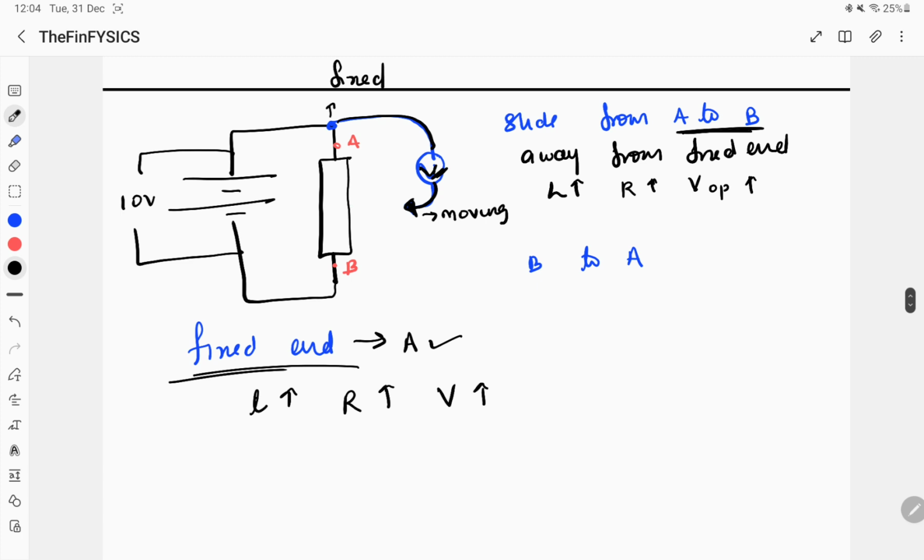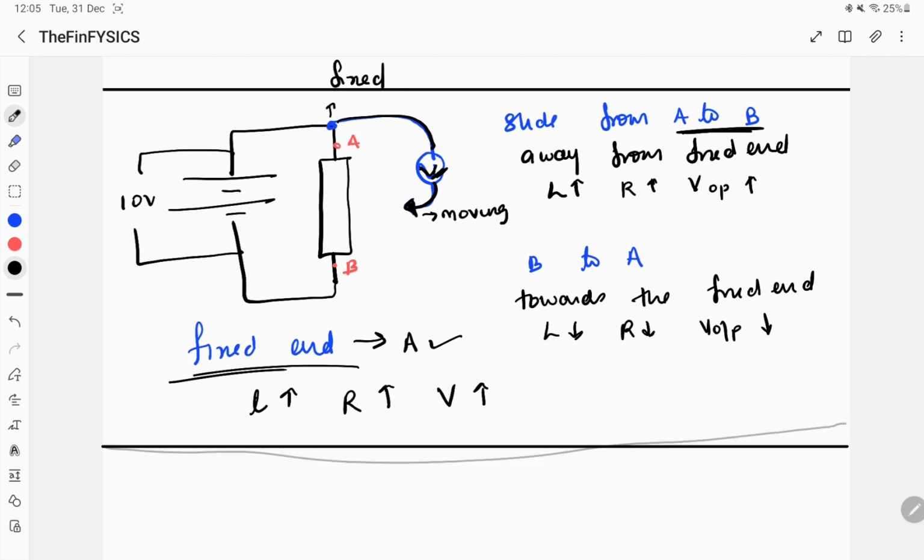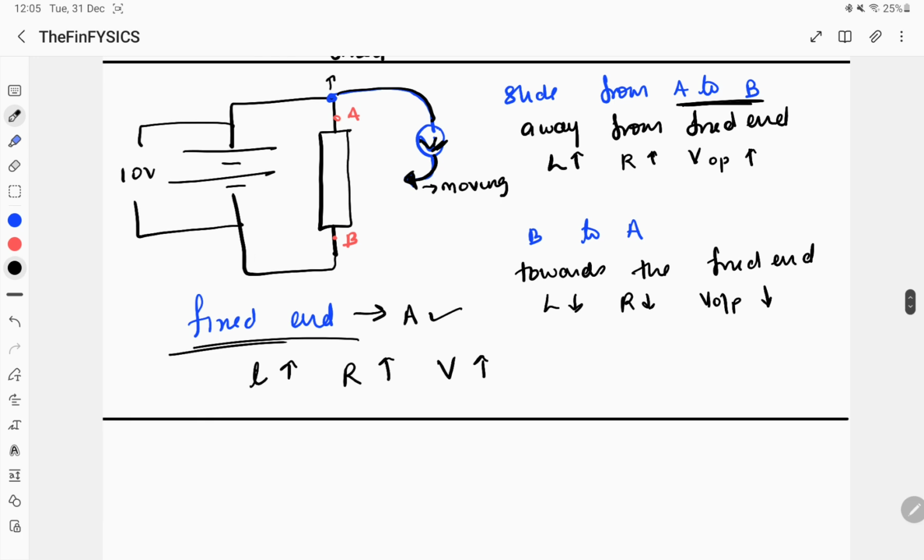Okay, if you're coming from B to A, you are coming towards the fixed end, and if you're coming towards the fixed end, the length that you're measuring across the resistor is decreasing, therefore its resistance will decrease and the output voltage will decrease. So this is how your voltage will vary based on where the moving end is.